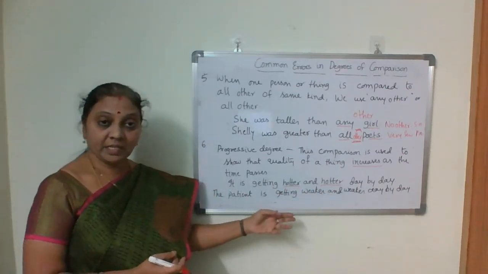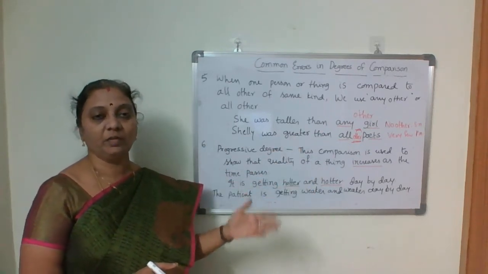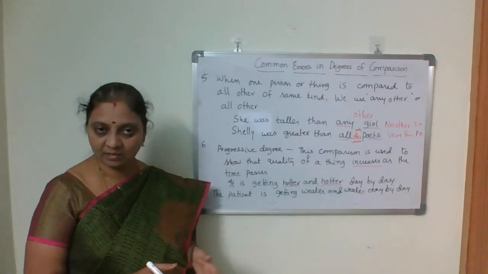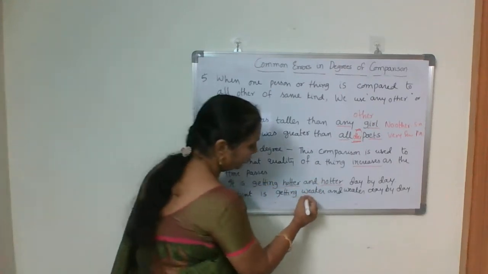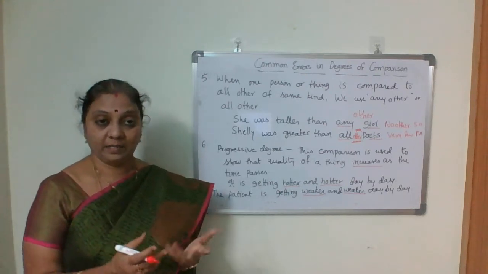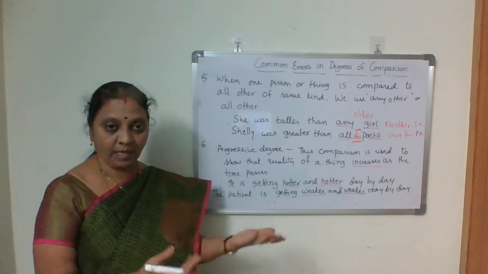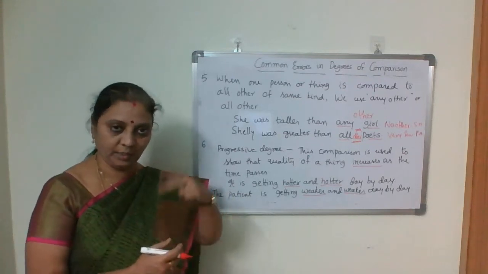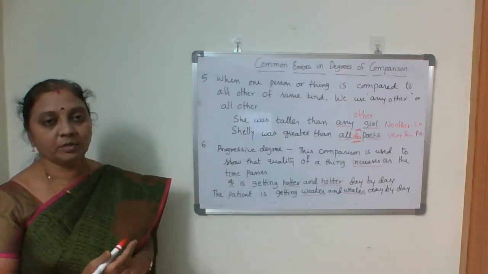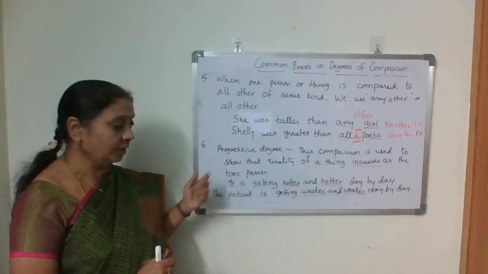Similarly, the patient is getting weaker and weaker day by day. Weaker and weaker, not weak and weak or weakest and weakest. Only the comparative form, weaker and weaker day by day. The students are getting more and more ambitious. More and more, double more and more. You should not say most and most. Okay, this is another thing you have to remember.